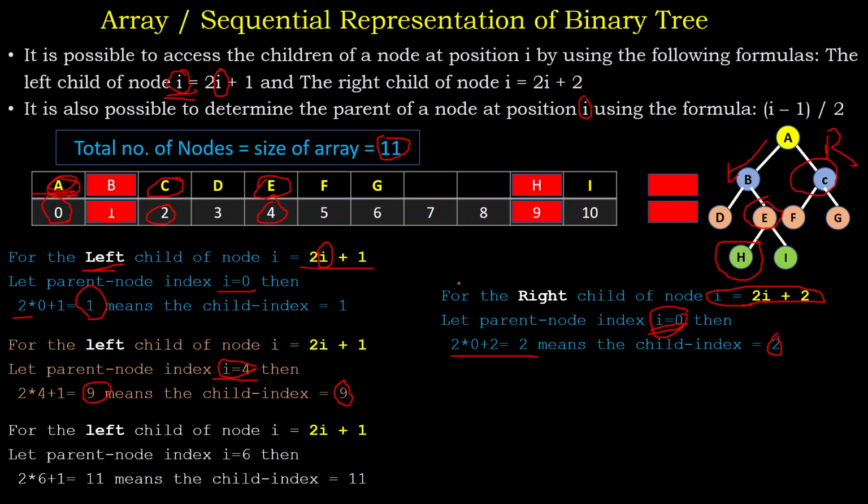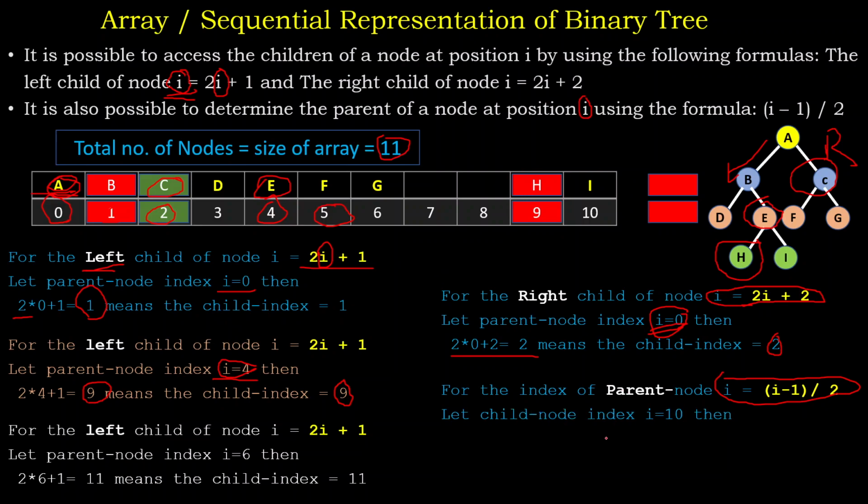Now let's calculate the parent index from the child index. To calculate the parent index, we have a different formula: I equals (I minus 1) divided by 2. First let's take one child index. The child index is 10, so child index 10 is I.